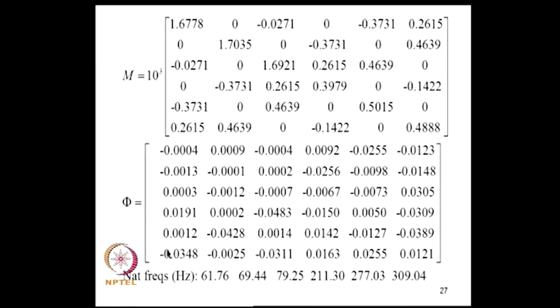A similar calculation is also made for the mass matrix, and once we are ready with the reduced mass and stiffness matrices, we can perform the eigenvalue analysis, which I have done, and I get this phi as the modal matrix as shown here, and the natural frequencies we get as 61.76, 69.44 etc. These are in hertz.